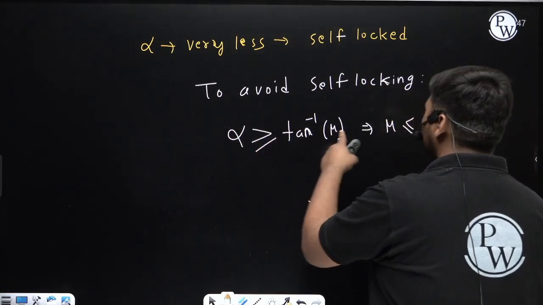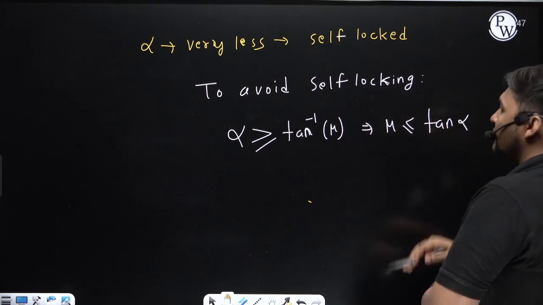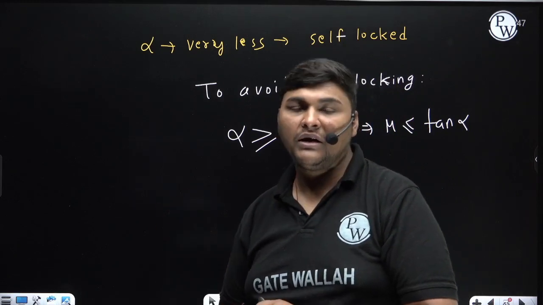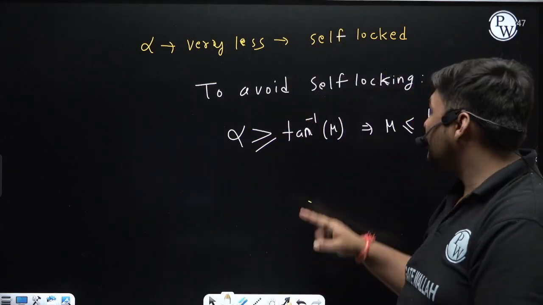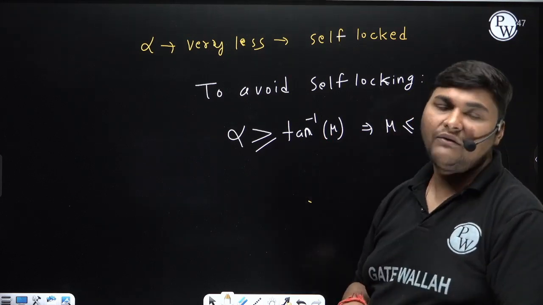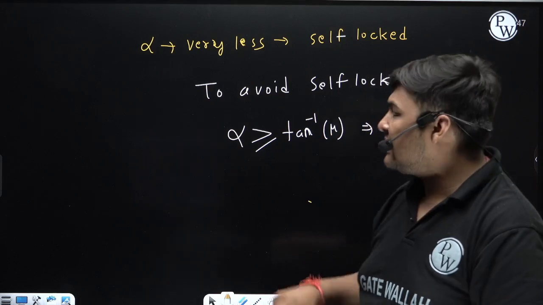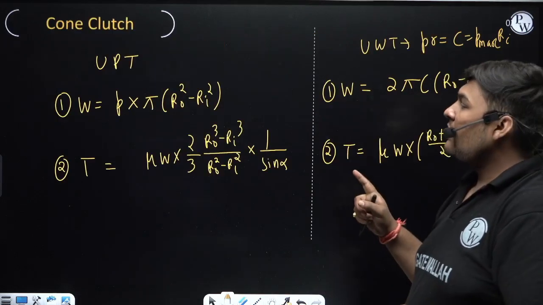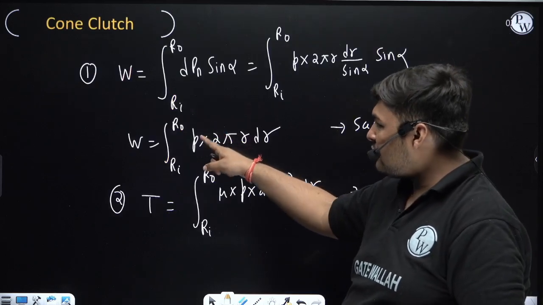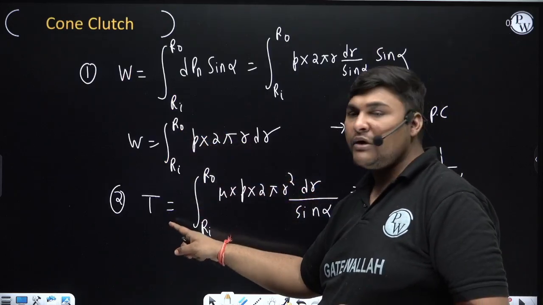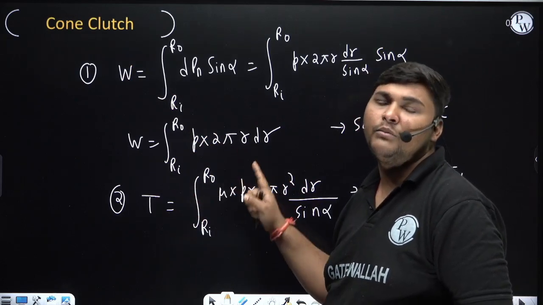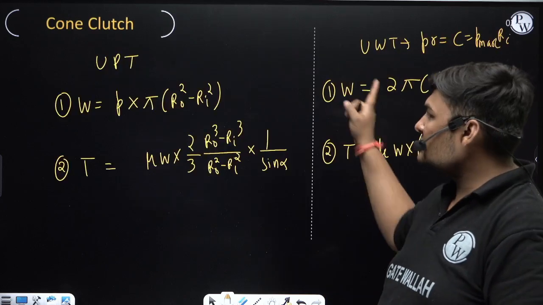Alpha should be more, which means mu should be less. So mu should be less than or equal to tan alpha to avoid self-lock. You can remember, here alpha is the semi-cone angle. Alpha should be more than tan inverse mu, or mu should be less than tan alpha, to avoid self-lock. If we take alpha by ensuring this equation, then there will be no self-locking. And in cone clutch, the formula to calculate W is the same as plate clutch. This is the formula to calculate torque: the expression of torque for plate clutch into 1 upon sin alpha. In this way, you can remember this relation.